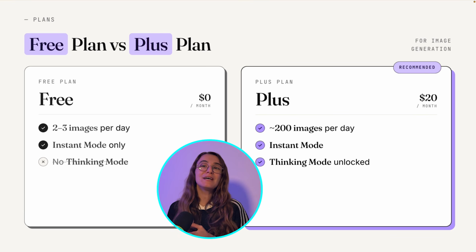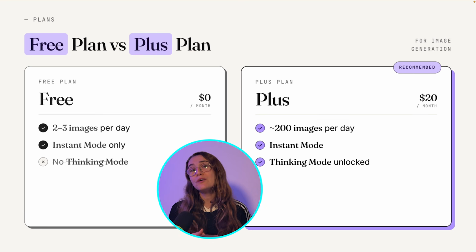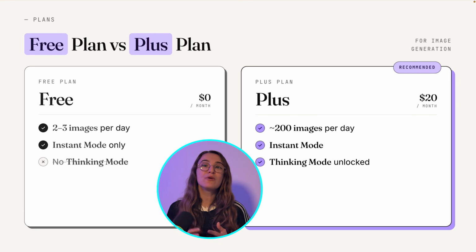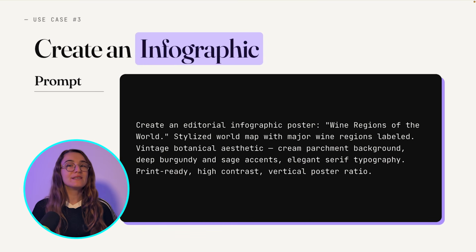But if you have the Plus plan, which is $20 a month, you can generate up to 200 images per day. You will have access to both instant mode and thinking mode, meaning you can create images with the new model. All right, now let's get into what you can actually create. The first example is an infographic.